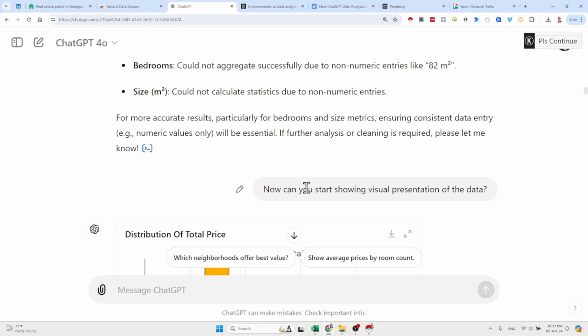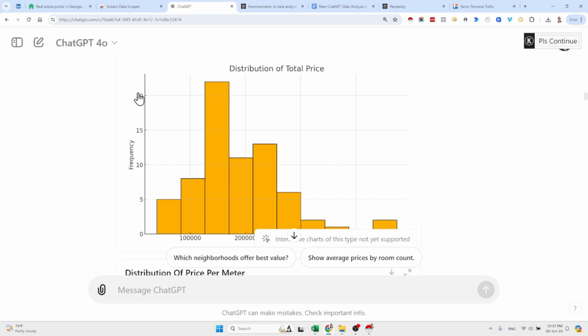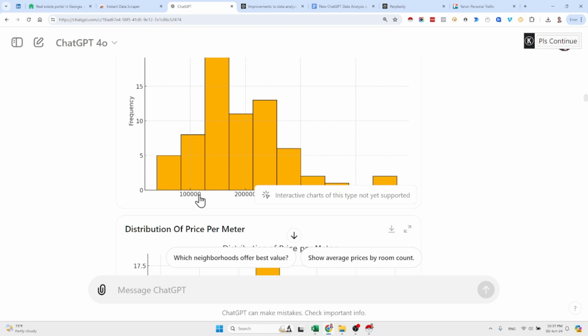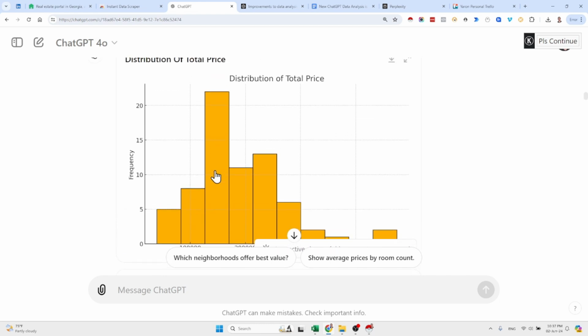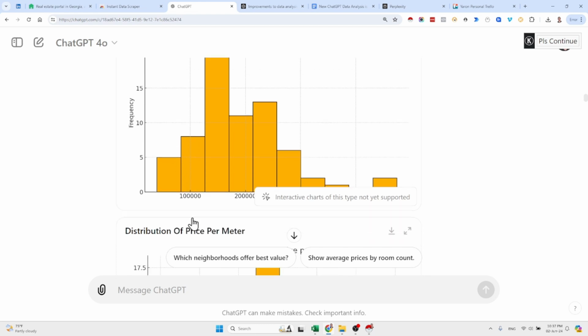Then I asked it to show me visual representation of the data. So distribution of price, as you can see here, the frequency, amount of apartments, and the total price. So we can see, for example, that we have probably seven or eight apartments that cost 100K.